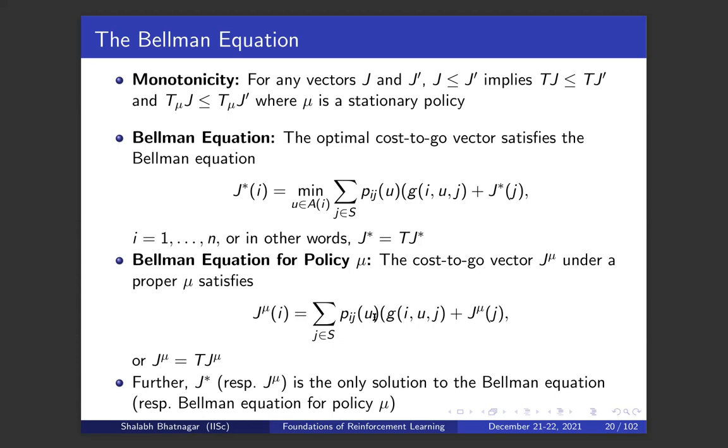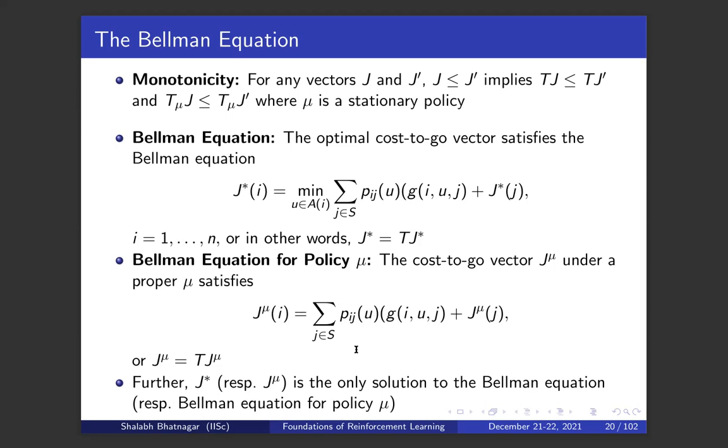Which means that the action that you choose in state I is guided by the policy mu. And then you get into a next state, and this is the single stage cost that you incur. And then you ask what is the cost to go from the next state onwards, which is J. So this equation will be satisfied.